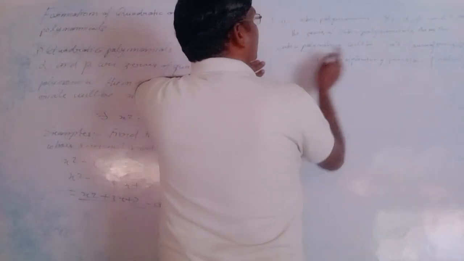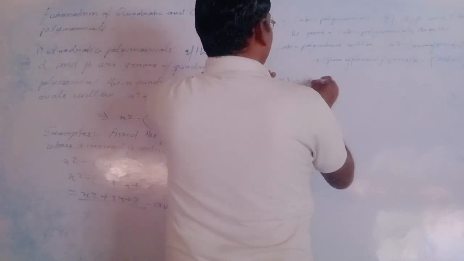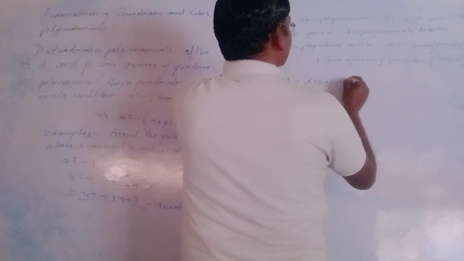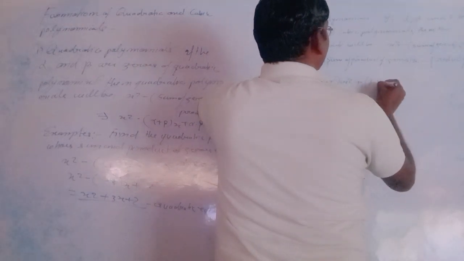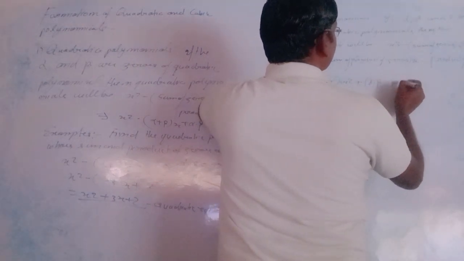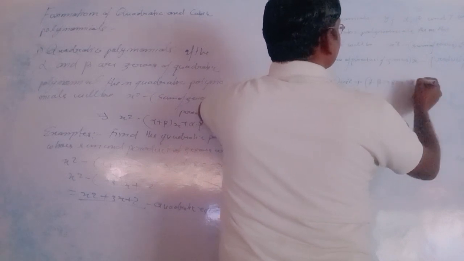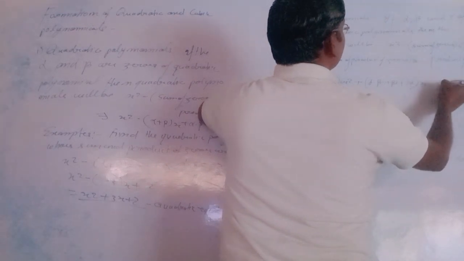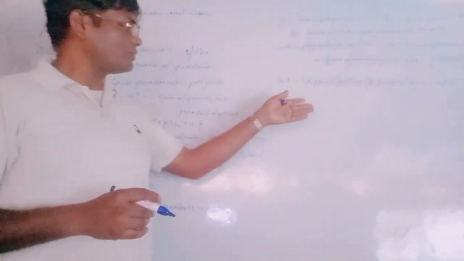So the formula is x cube minus (alpha plus beta plus gamma) into x square plus (alpha beta plus beta gamma plus gamma alpha) into x minus the product of zeros, alpha beta gamma. Questions like this are asked. Suppose we take an example.